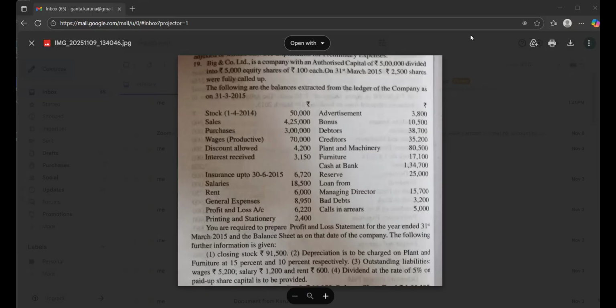The following further information is given. He gave us a closing stock. Depreciation is to be charged on plant and machinery at 15% and 10% respectively. Outstanding liabilities are wages, salaries, and rent. And he said dividend at a rate of 5% on paid up capital is to be provided. So this is the question which we are supposed to solve.